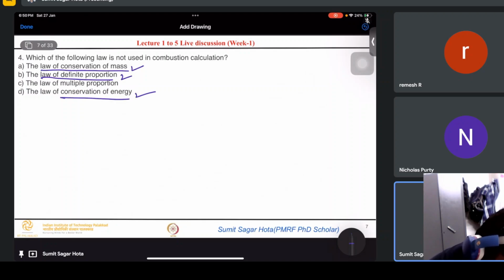The law of multiple proportion, you see, a very simple thing you can assume is that whatever proportion you are taking, it cannot be multiple. You have to take a particular proportion for a fuel. You cannot take multiple proportions for a fuel. For a particular combustion reaction, you have to take a particular proportion. It cannot be multiple. Simple. So this cannot be your option. There cannot be multiple.